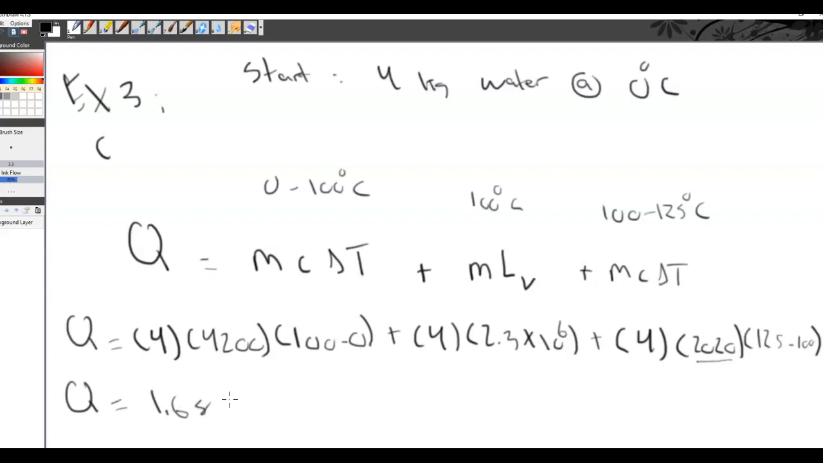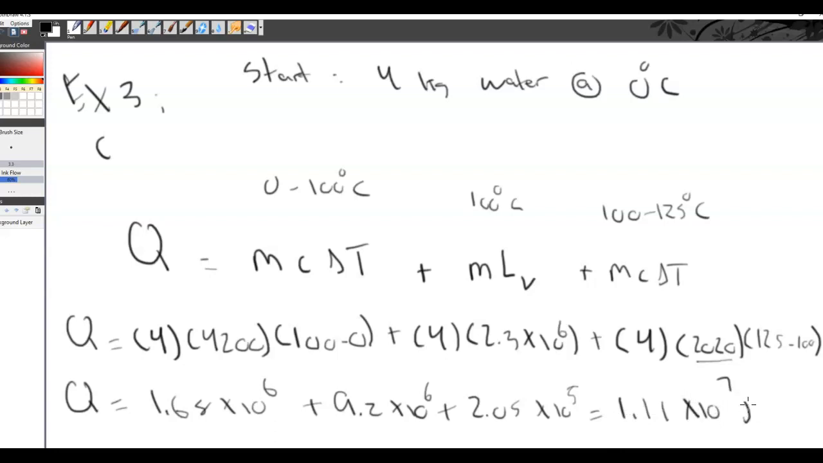I get 1.68 times 10 to the 6, plus 4 times 2.3 times 10 to the 6, that's 9.2 times 10 to the 6, plus 4 times 2020 times 25, which is 2.05 times 10 to the 5. And so we end up at the final answer. We add all this up in our calculators. And the answer I got is 1.11, rounded a little bit, times 10 to the 7 joules.